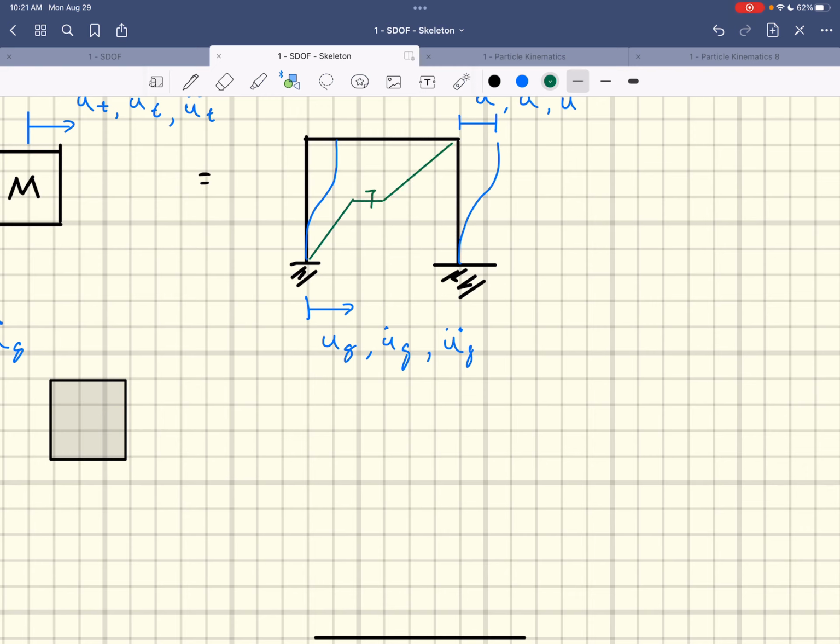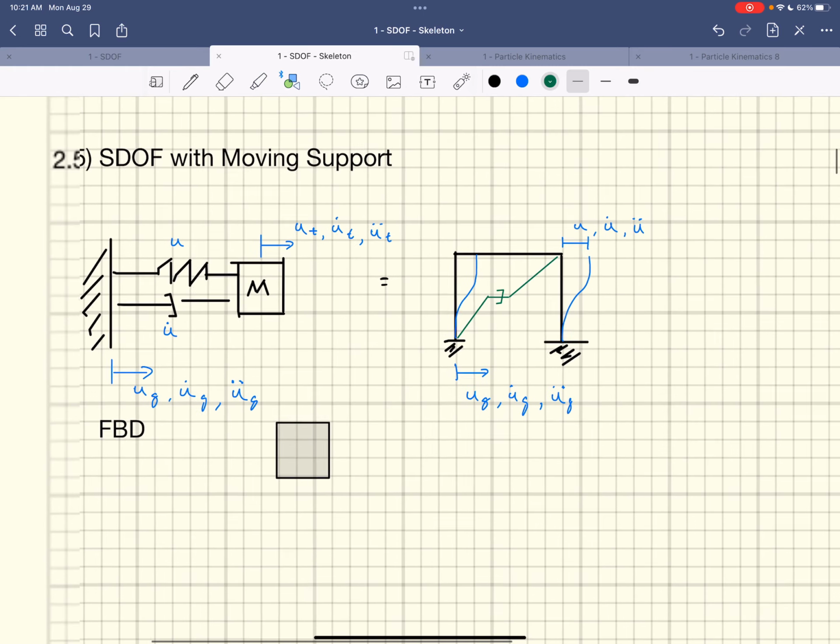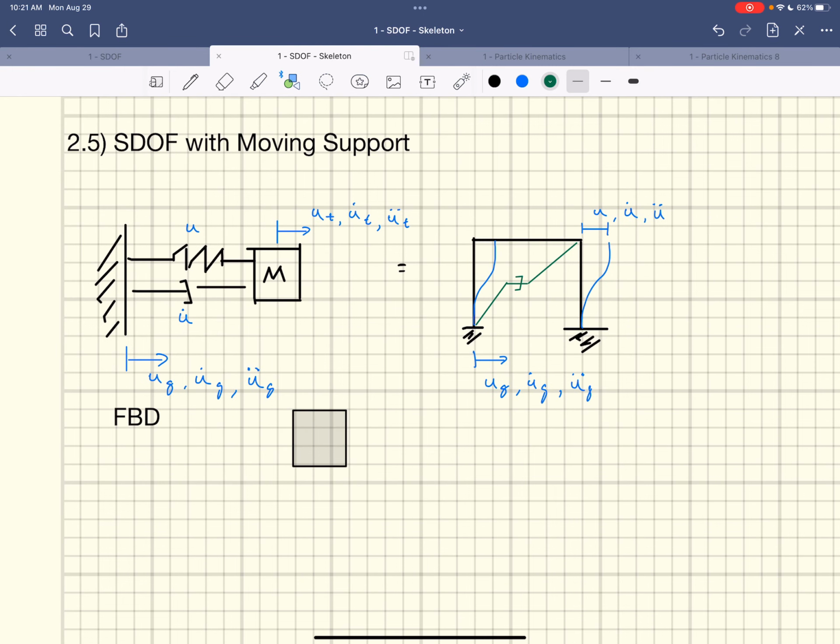Just to put that in there to be concise. For them to be equivalent, they both have to have dampers in there. Okay, so let's define a couple of things.